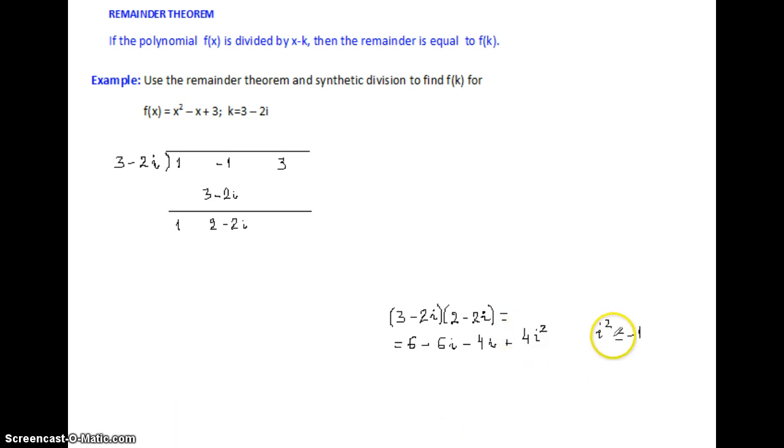But i is the imaginary unit, so its square is negative 1. We replace here i squared with negative 1. And then 4 times negative 1 is negative 4, plus 6, 2. Minus 6i minus 4i is minus 10i. This is the result of multiplying 3 minus 2i by 2 minus 2i. We have to write it right here: 2 minus 10i.